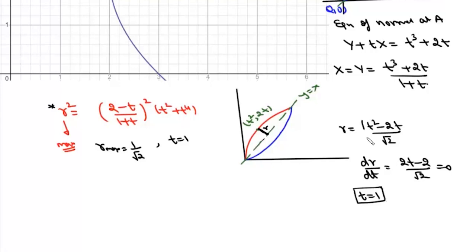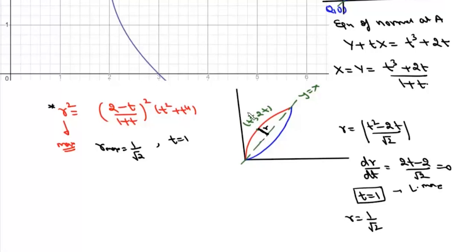And basically we have this mod sign here. So if we are going to check, then we'll get a local maximum at t equals 1. And if we put t equals 1, we'll get the value of r as 1 by root 2. So this approach is a better approach. So here we have r, which is 1 by root 2.